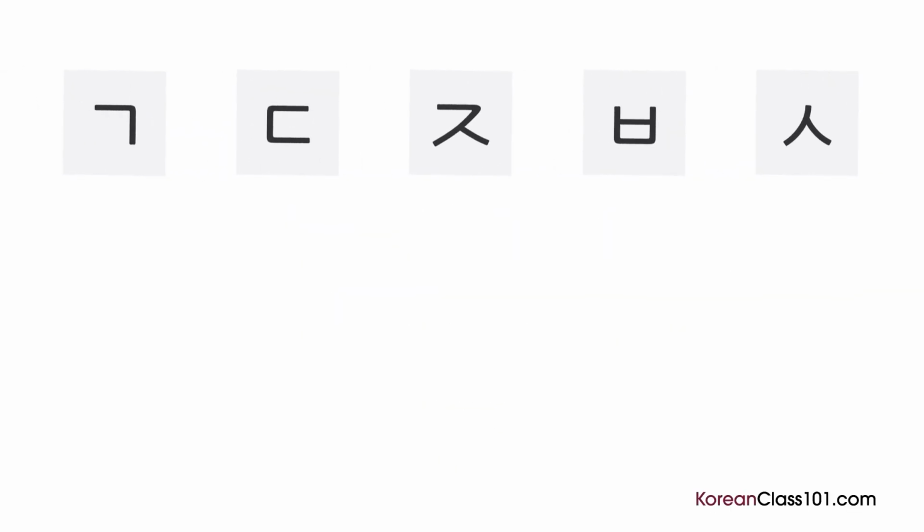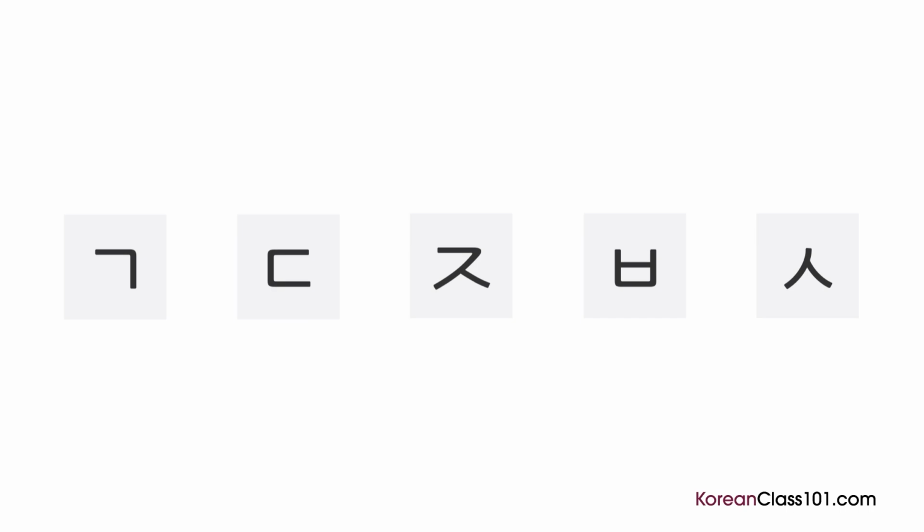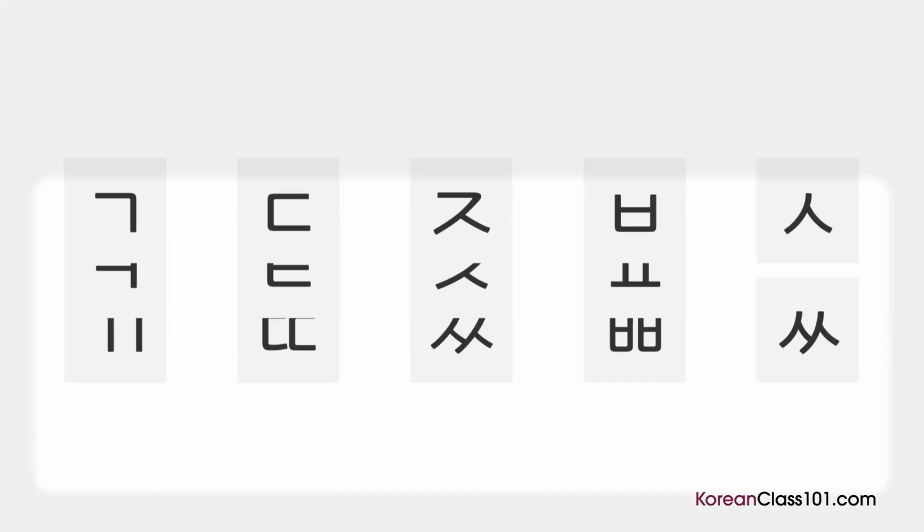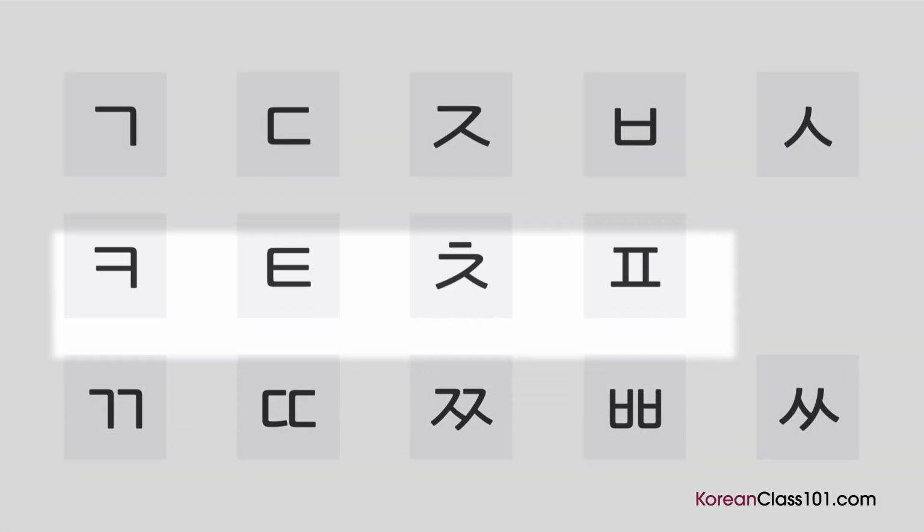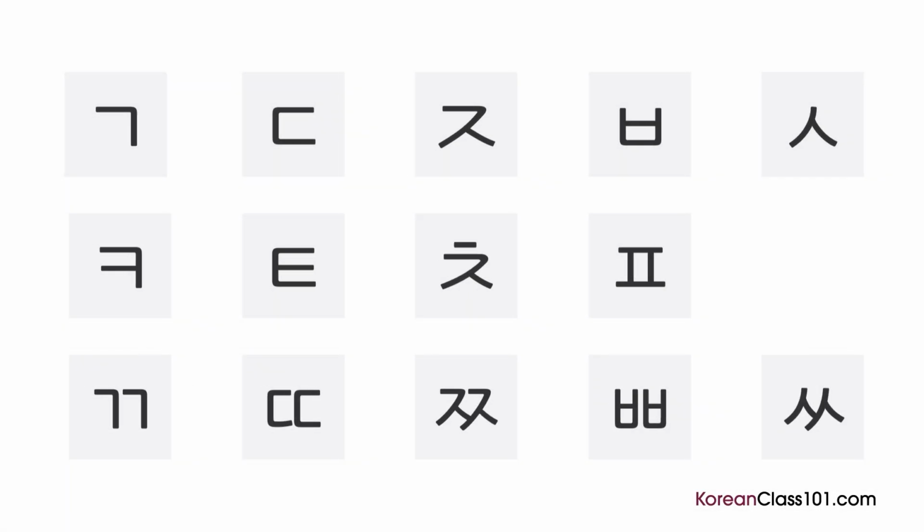In this lesson, you'll master these unaspirated consonants. These consonants are important to learn correctly because in the next two lessons, you'll learn alternate versions of them with aspirated and tensed sounds. The first consonant is 그.